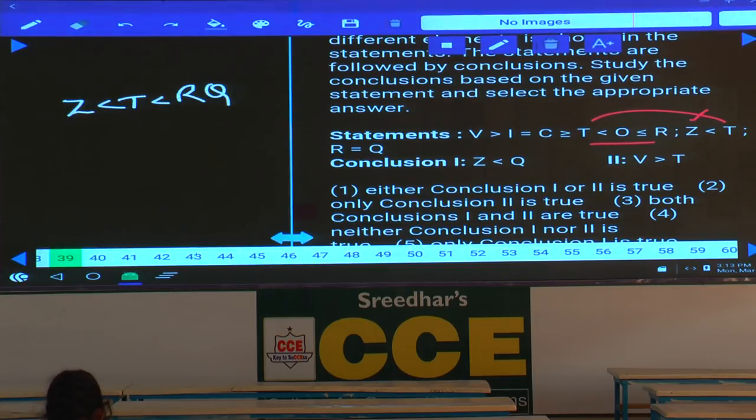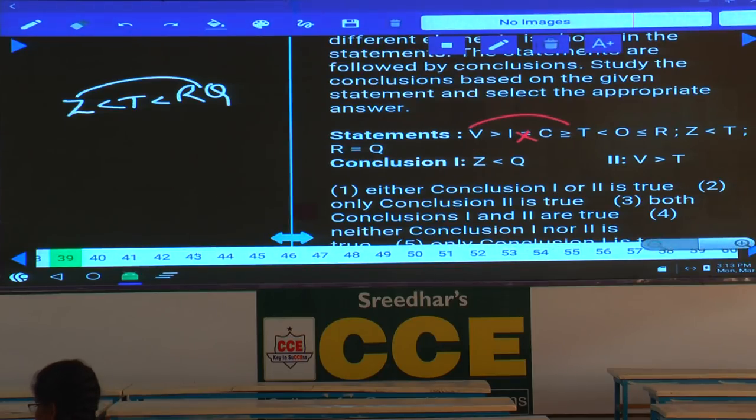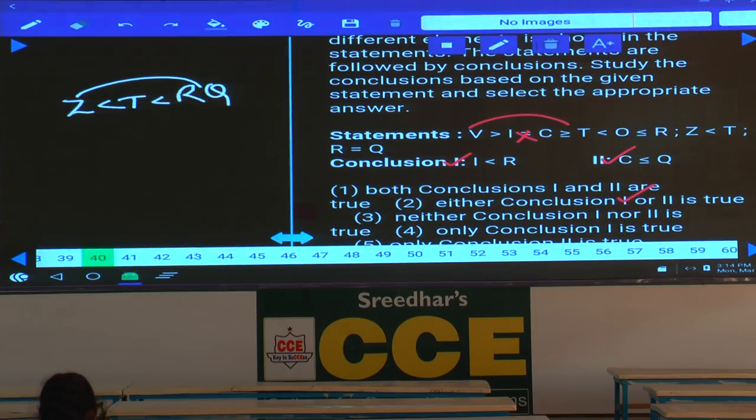Then what is the final conclusion? Z lesser than Q, definitely true or not? Conclusion 1 definitely follows. Then coming to the second conclusion, V and T. Now between V and T, which symbol is common? Greater is common. Hence V greater than T is definitely true. Hence what is your answer? Both 1 and 2 follow. Both 1 and 2, choice 3. Question number 39, choice 3.